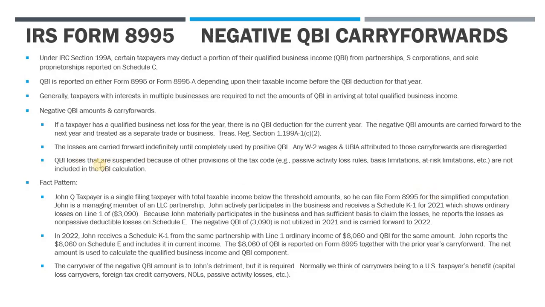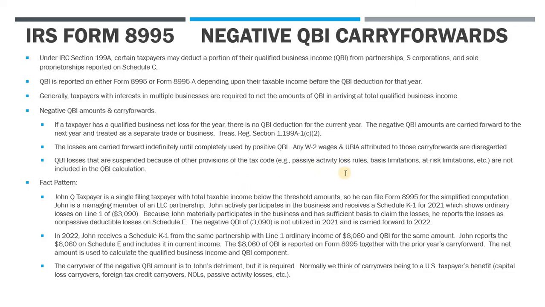Another really key important point here is when we have QBI losses that are suspended because of other provisions of the tax code. For example, if you have a PAL, a passive activity loss suspension, basis rules, let's say partnerships, 704(d) issues, at-risk limits, things like that. Those losses, because they're suspended and they're not included in your current taxable income, they're not included in your QBI either. They're only included in the year that you would actually recognize the loss and include it in your income.